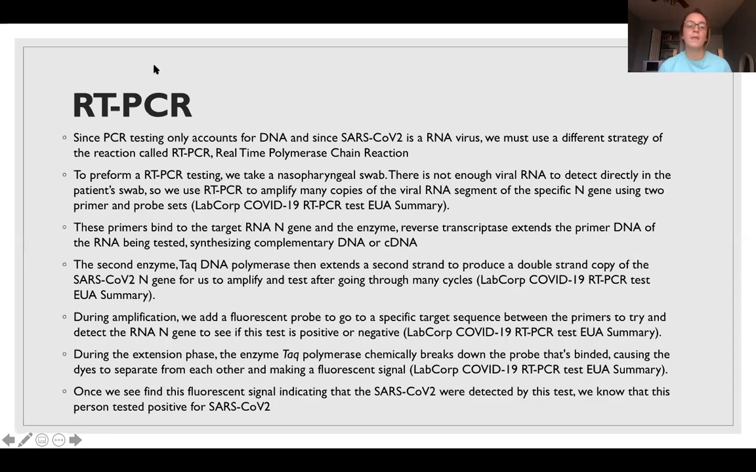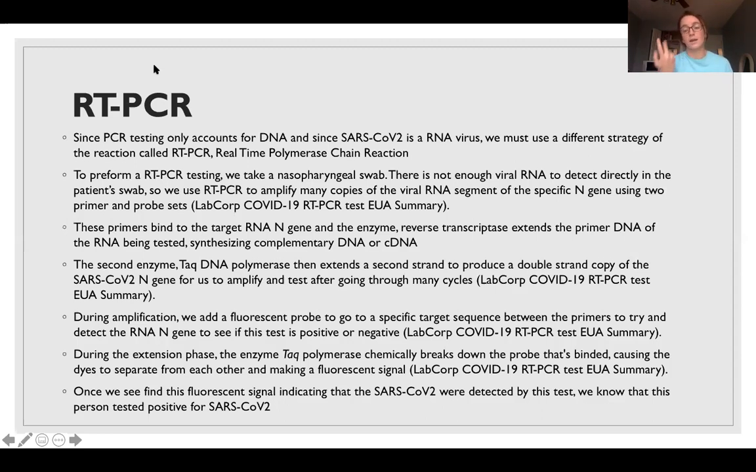And so to perform RT-PCR, we take a nasopharyngeal swab, which we have seen people getting tested for. It's a really long swab. We need to stick it really far up to be able to get as much DNA as possible because we know that we can't detect just one little one.